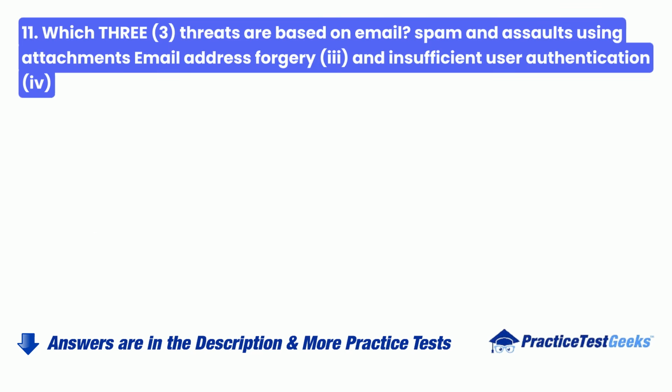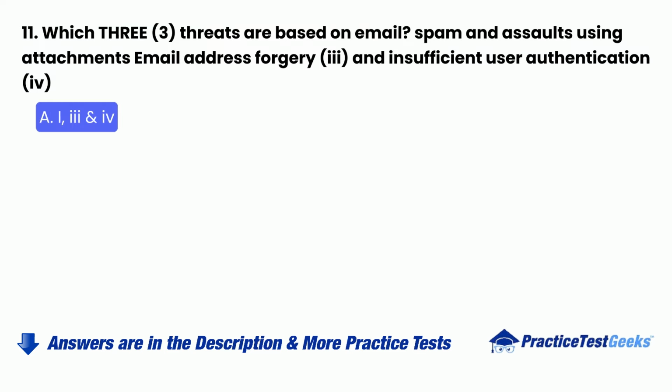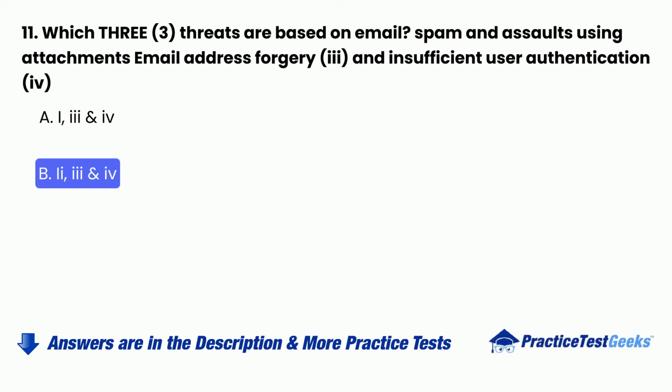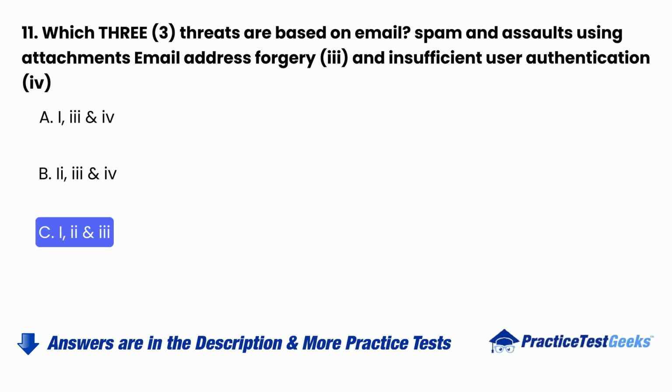11. Which 3 threats are based on email? 1. Spam and assaults using attachments, 2. email address forgery, and 3. insufficient user authentication. A, 1, 3 and 4. B, 2, 3 and 4. C, 1, 2 and 3. D, 1, 2 and 4.